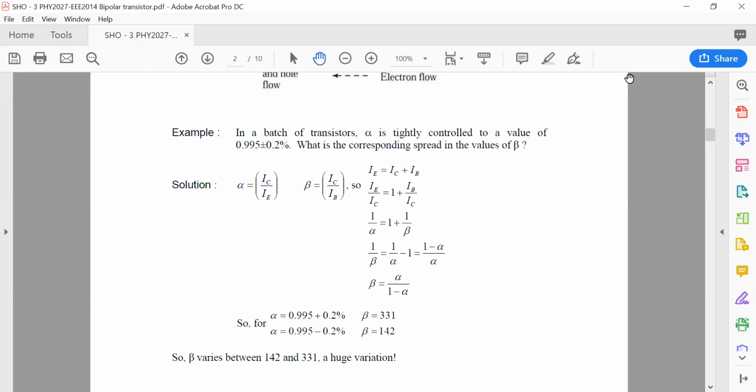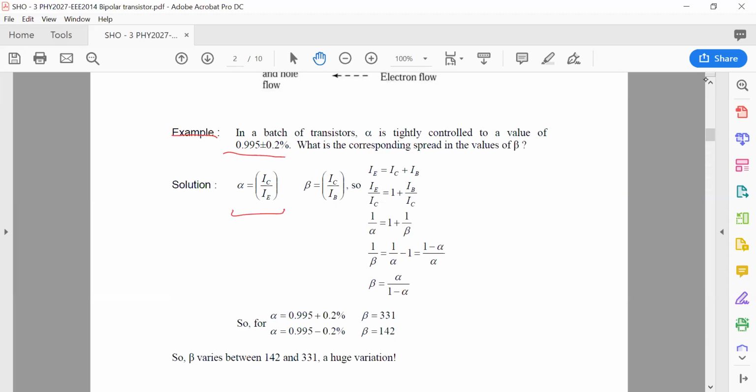So in this example, we've got a batch of transistors whereby alpha, which is the ratio of the collector to emitter currents, the common base gain, is very tightly controlled. It appears to be very tightly controlled with a value of 0.995 plus or minus 0.2%. And the question is then, what's the corresponding spread in the value of beta, which is the common emitter gain?